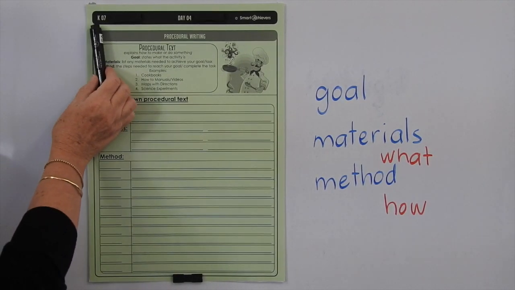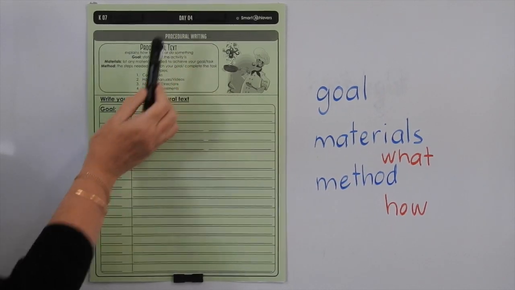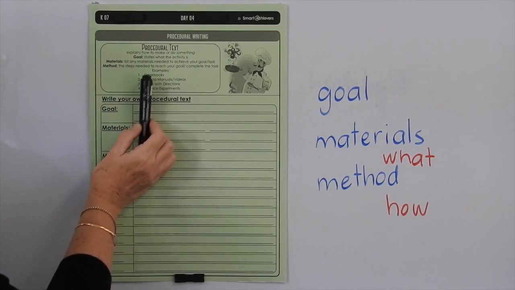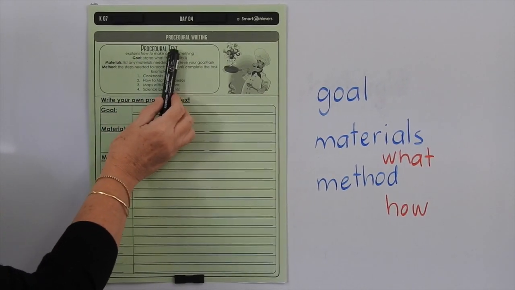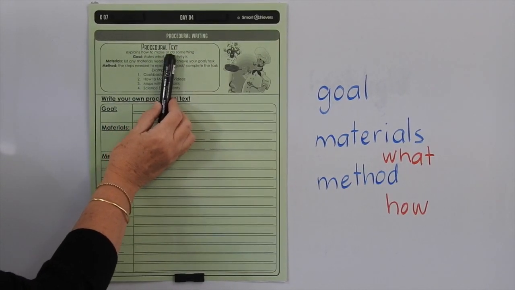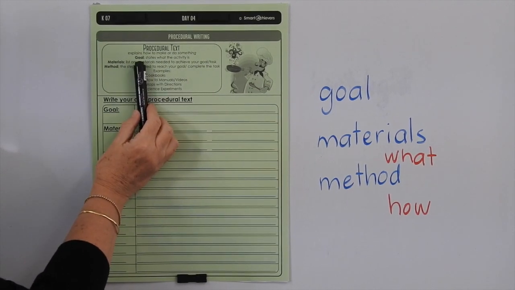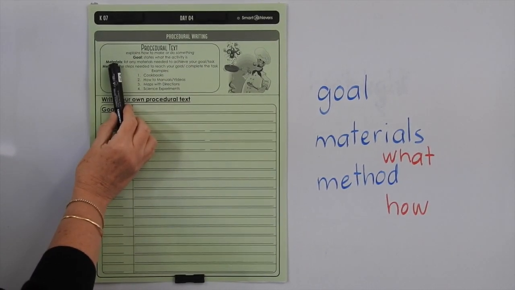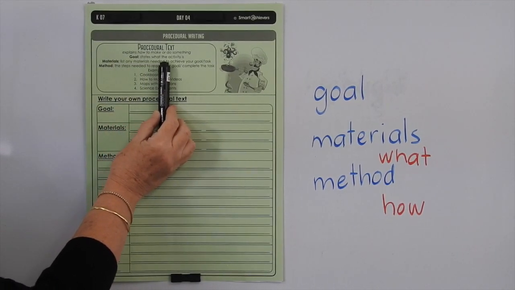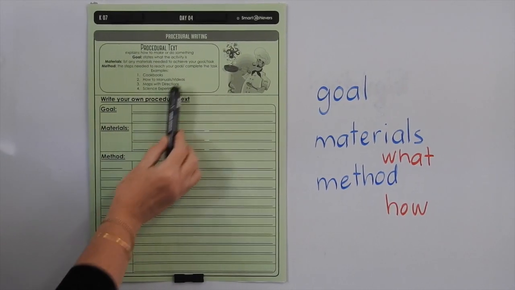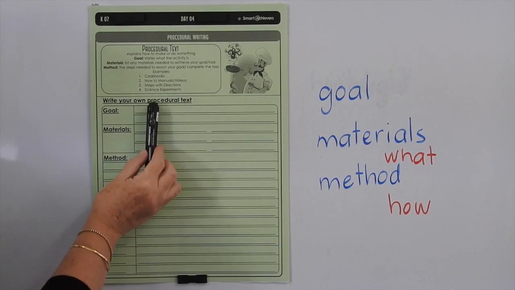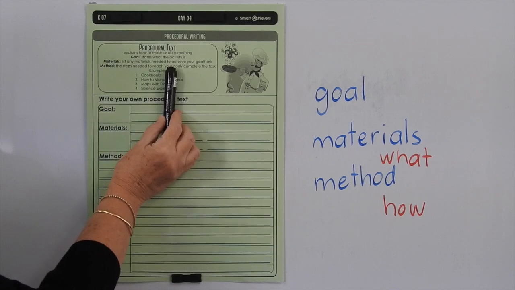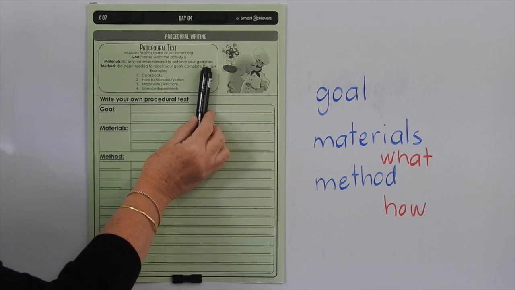This is level K, list 7, and this is the day 4 page, and we're looking at how to write a procedural text. So a procedural text explains how to make or do something. So the goal states what the activity is. The materials, you've got to list any materials needed to achieve your goal or task, which go here, goal goes there. And then the method, the steps needed to reach your goal or complete the task.